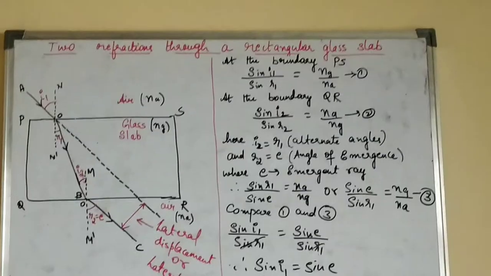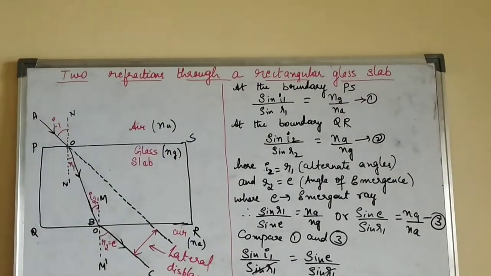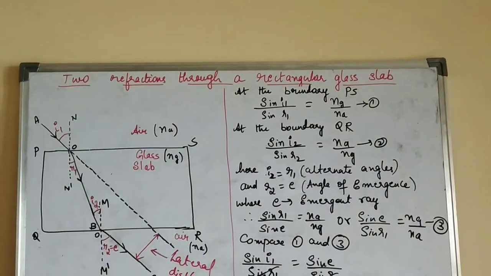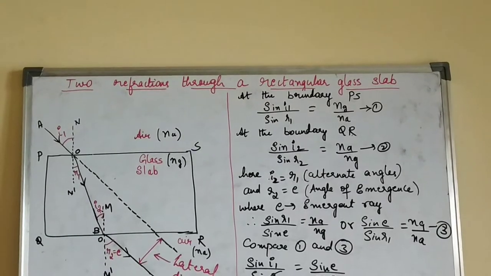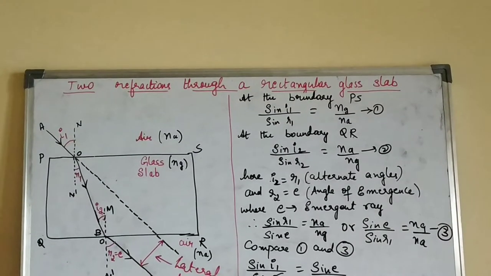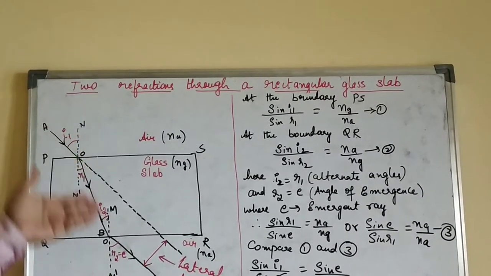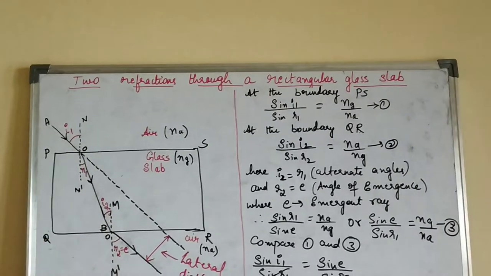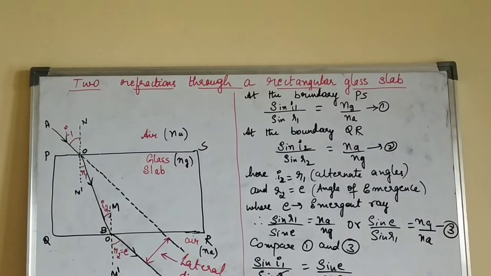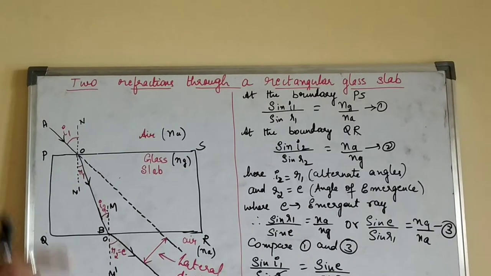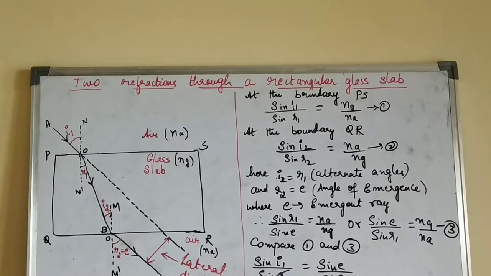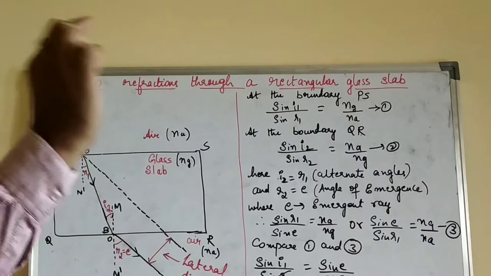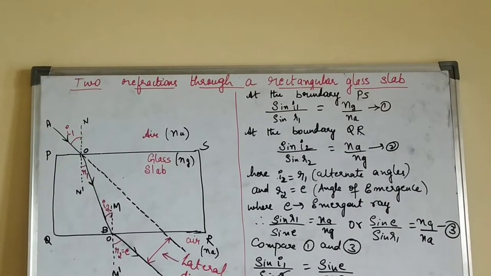Thank you. Okay, students. Now, moving further in refraction, we shall consider refraction through a rectangular glass slab. Very important. Even you have the activity, we can do this activity. How exactly refraction takes place at the two boundaries of separation, or the two interfaces, of a rectangular glass slab having sufficient thickness. It should have some thickness.